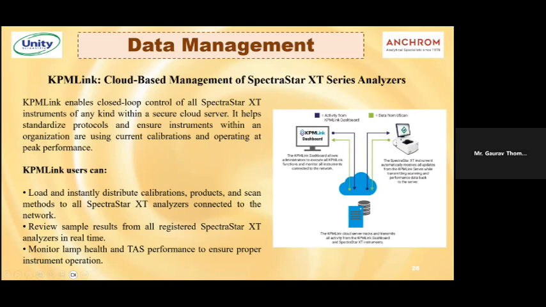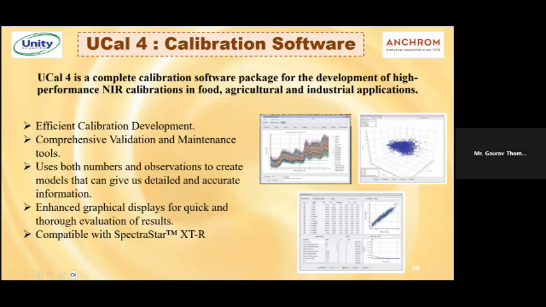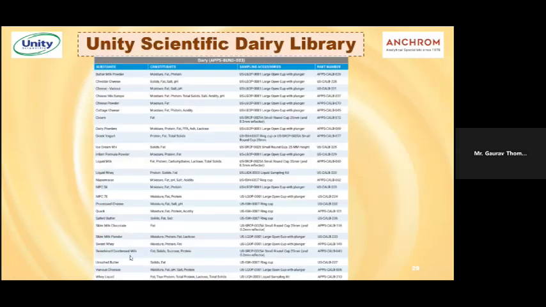So next, we have this UCal4 software. Let me tell you. These are the ready-prepared calibrations. When you are analyzing any of the samples from this list, you do not need to prepare the primary data and collect the spectrum and do all of those things, because you have ready calibrations for these samples and you could directly load these calibrations onto your instrument and get your products analyzed.